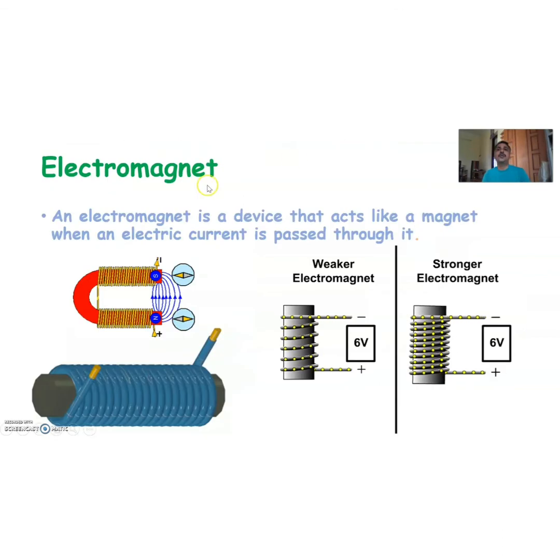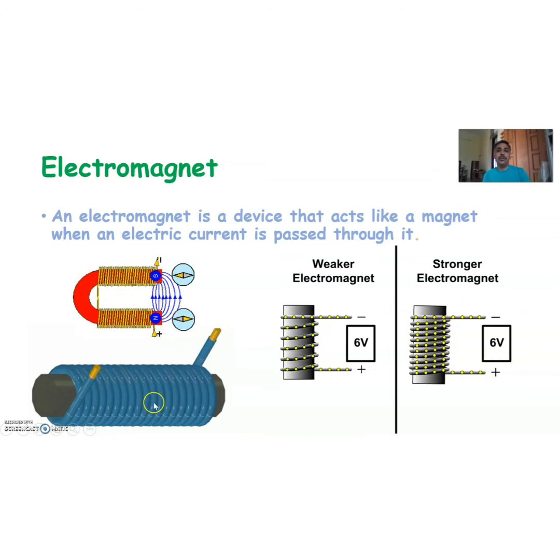Now we see what is meant by an electromagnet. We can produce magnetism by passing an electric current, right? An electromagnet is a device that acts like a magnet when an electric current is passed through it. Here you have a horseshoe electromagnet, right? Here you have an iron core over which wire is wound and the current is passed through this wound wire. As a result, we get a magnetic field produced nearby it.